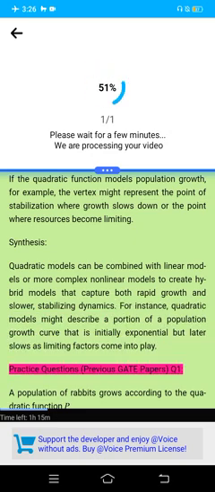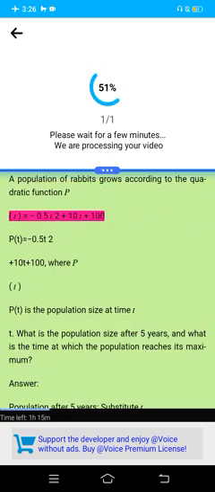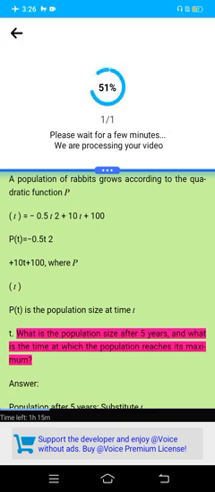Practice questions. Previous GATE papers. Q1. A population of rabbits grows according to the quadratic function P(t) = -0.5t^2 + 10t + 100, where P(t) is the population size at time t. What is the population size after 5 years, and what is the time at which the population reaches its maximum?